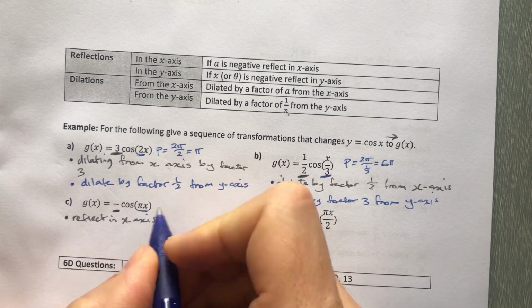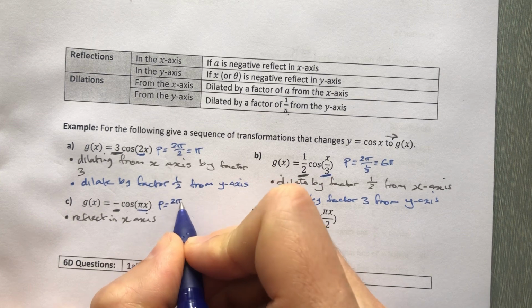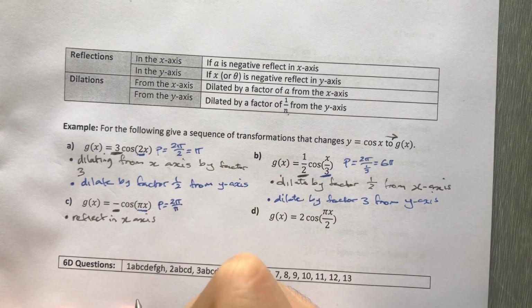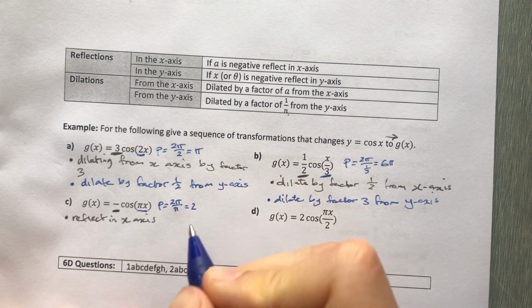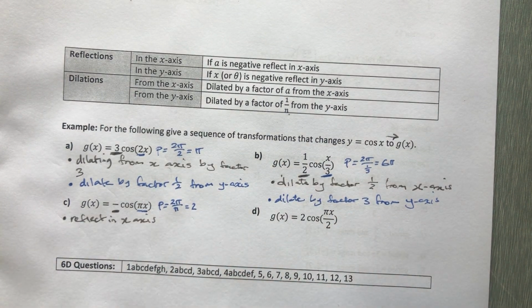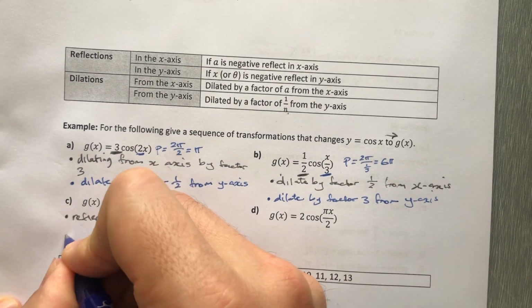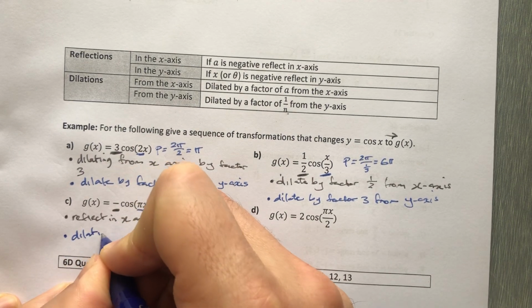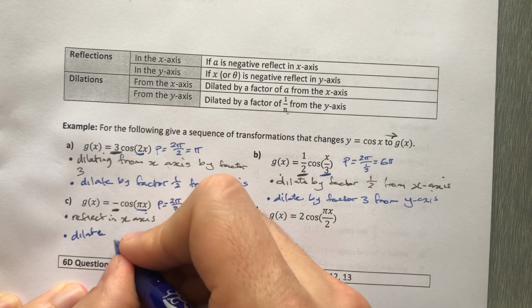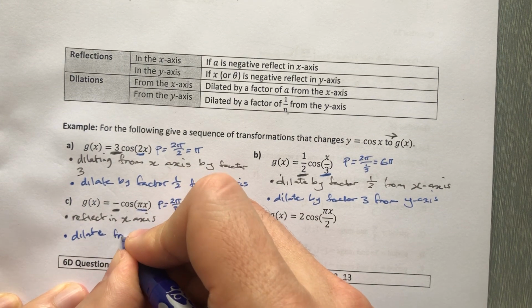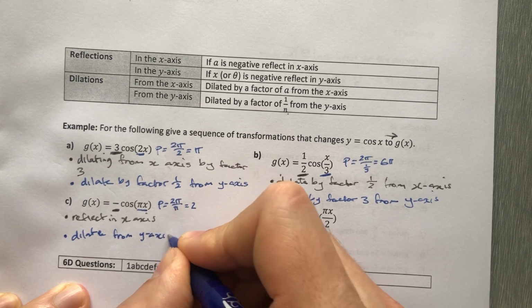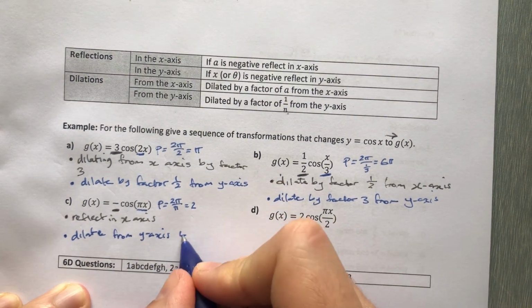Alright, so we're looking here, we want our period, which is 2 pi on n. Our n is pi, so our period is actually going to be 2. This makes it look a little bit harder because we're now going from 2 pi to 2. Okay, so we need to think about how we're actually going to get there. Now, it's period, so we're definitely dilating from the y-axis. We just need to work out the factor.